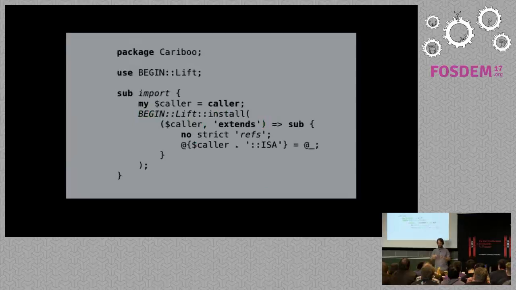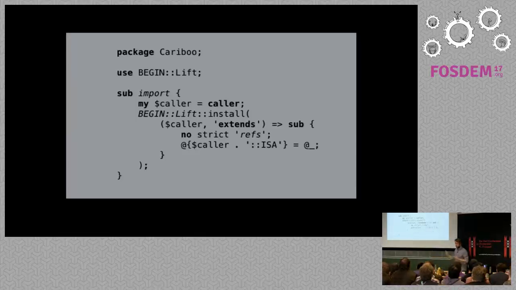So if you wanted to write a Moose-style clone and call it Caribou, you could do begin lift, and we install into the caller, so the calling person, we install extends. And then whenever extends runs, it does this. So this is obviously pushing onto the ISA. So it's just basically mimicking some sort of inheritance relationship.